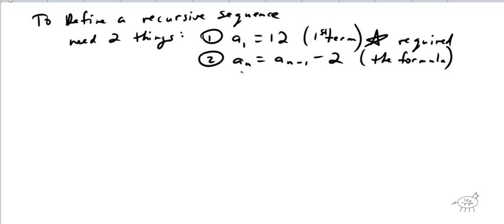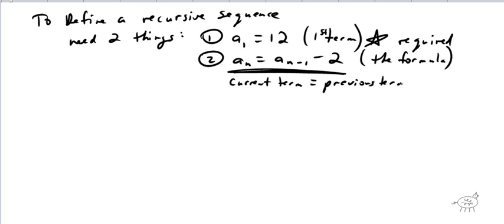Okay? And again, the way I'd read this equation here, I'm saying, hey, my current term is the previous term minus 2. That's the way you look at it. So my first example here, I'm going to ask you guys for the general term and the first term. I'm going to say find the next 3 terms.